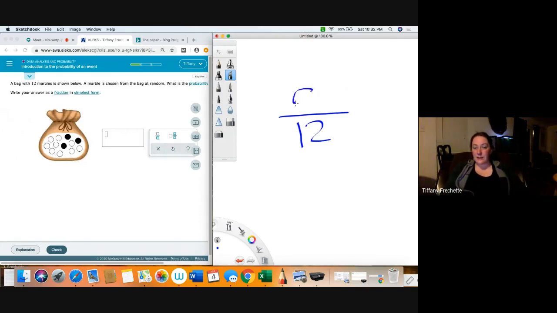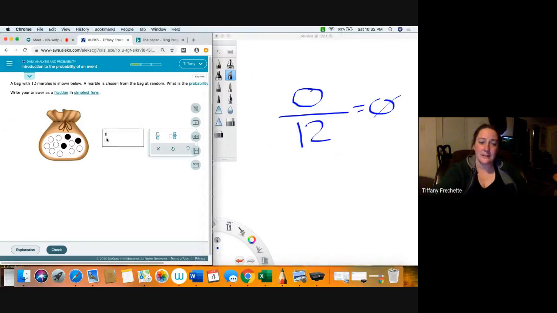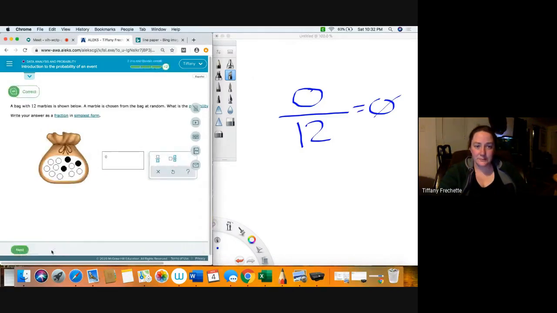So the probability that I can pull a gray one out is 0. There's no chance that I can pull a gray one out because there is no gray. So this would just simply equal 0. And that's all we have to put over here is 0. Check. All right.